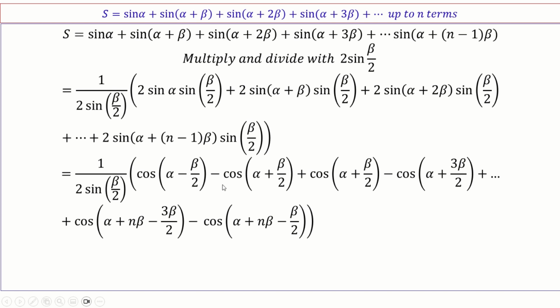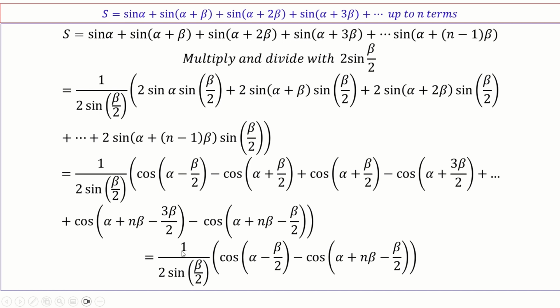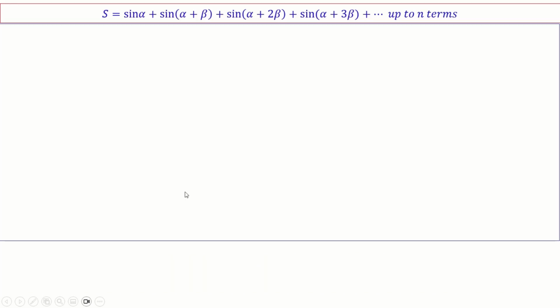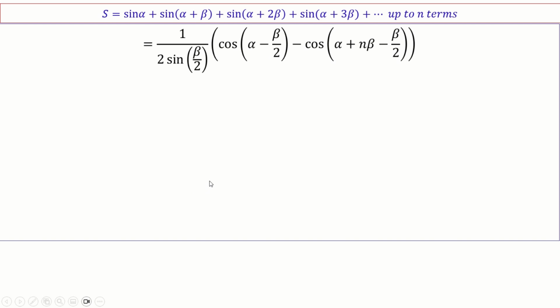So if you see, all these values get cancelled. The first one will remain, the second and third get cancelled, the third, fourth and fifth get cancelled, and only the last one will remain. So this is nothing but 1 by 2 sine beta by 2 into cos of alpha minus beta by 2 minus cos of alpha plus (2n minus 1) beta by 2. These two only remain. Now, once you know this, this is very simple to solve. This is what is remaining.